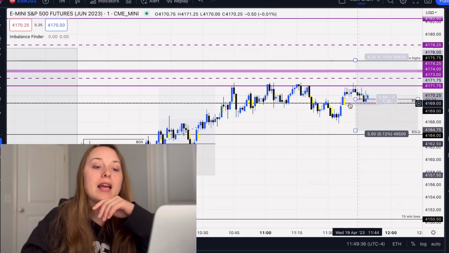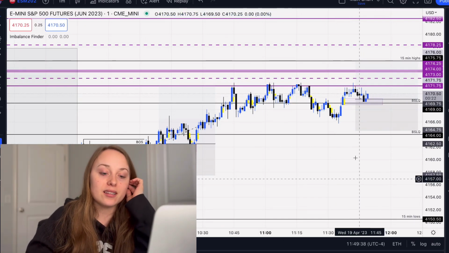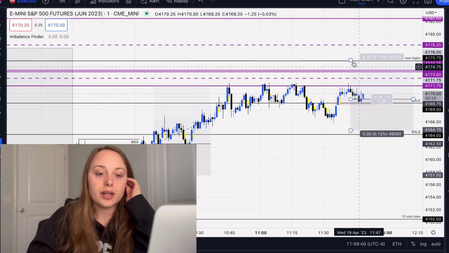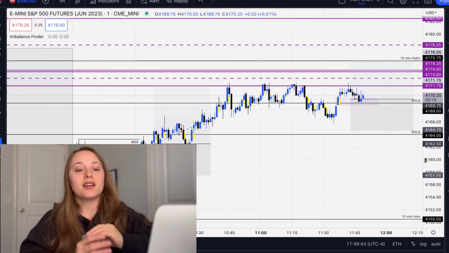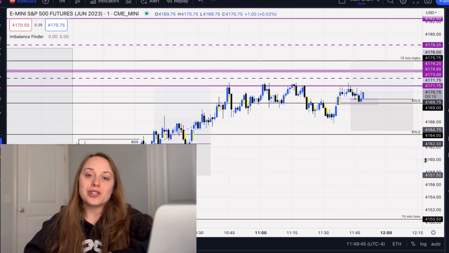Displacement, and then we created a fair value gap, and it's 1150. Like, this is probably a trade I would take right now. Yeah, we could watch it together.